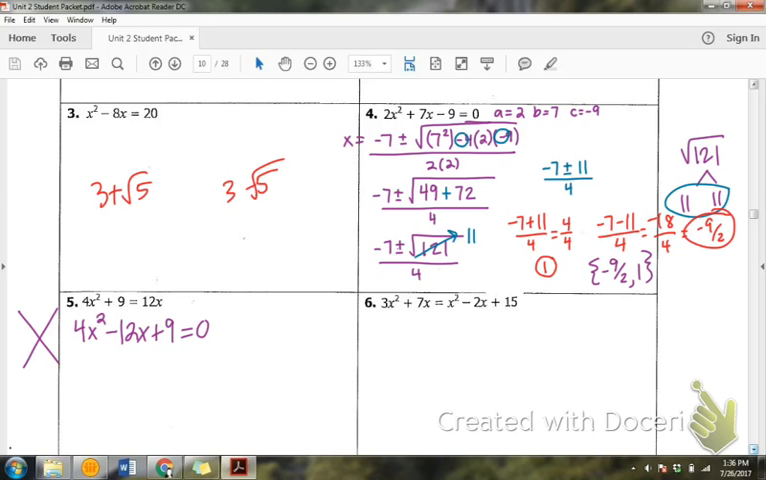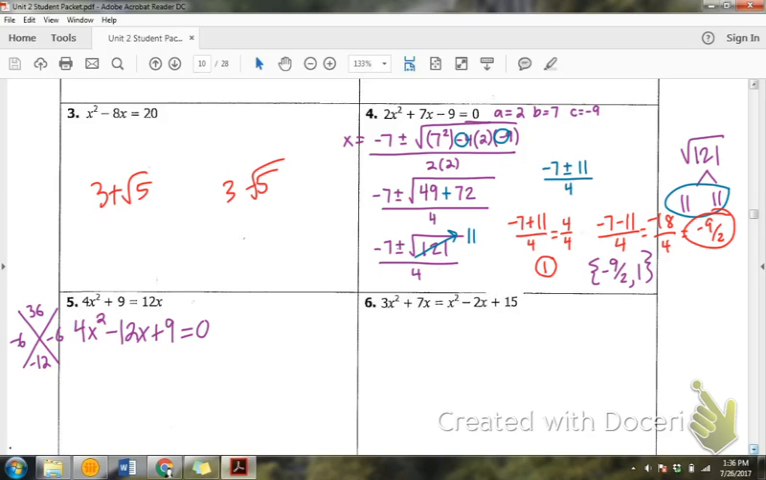What two numbers multiply to get 36, right? 4 times 9 is 36, and add to get negative 12. Negative 6 and negative 6. So do we need to use the quadratic formula here? No. Okay, we're not going to do number 5. Let's look at number 6.